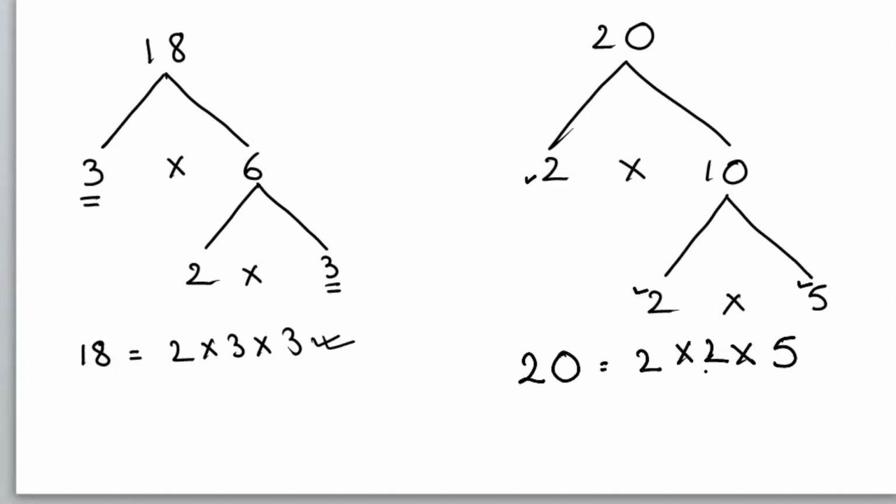So 2 times 2 times 5. 2 times 2 is 4. 4 times 5 is equal to 20. So this is the prime factorization of 20. I hope it's clear how we can find the prime factorization using a factor tree. We have to multiply till we get all the prime numbers. Once we get the prime numbers, we have to stop breaking it down. Okay, understand? Now let's go and check another method.